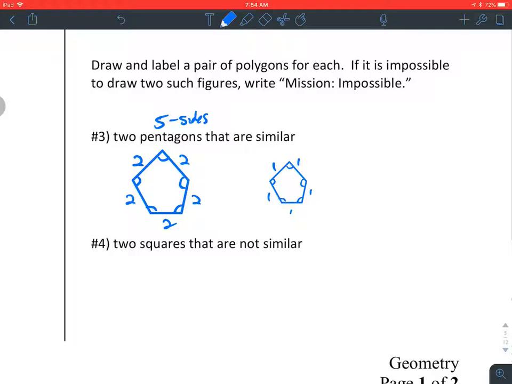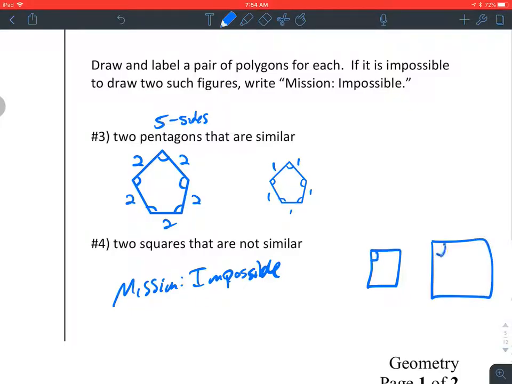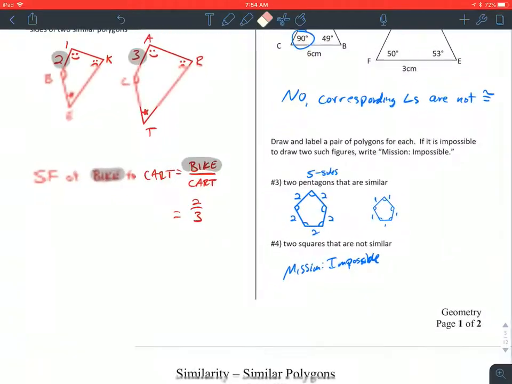2 squares that are not similar. Give yourself a minute and think about that. You'll find that that is not possible. By definition, a square has 90-degree angles. So if you draw another square, it has 90-degree angles. By definition, if you draw a square, all the sides are the same length. If you draw another square of random length, they're all the same. Comparison of 2 sides is 4 to 7 every time. That's why that's not possible.